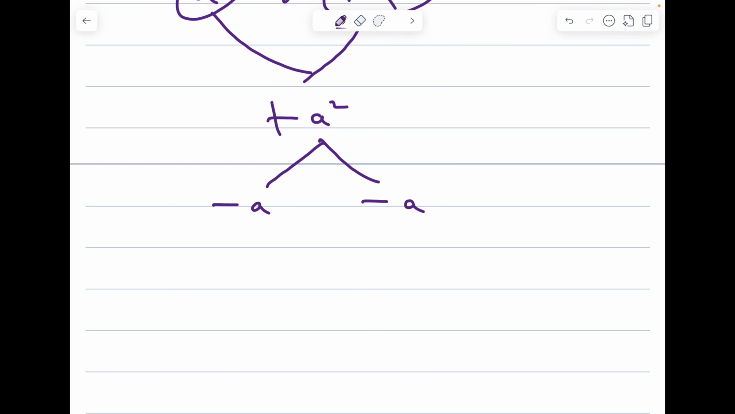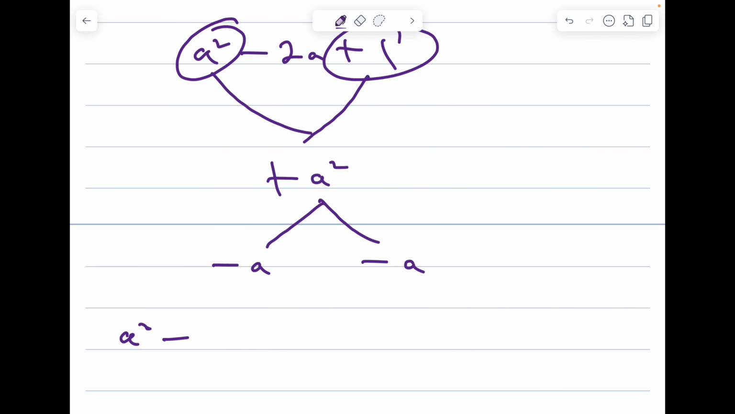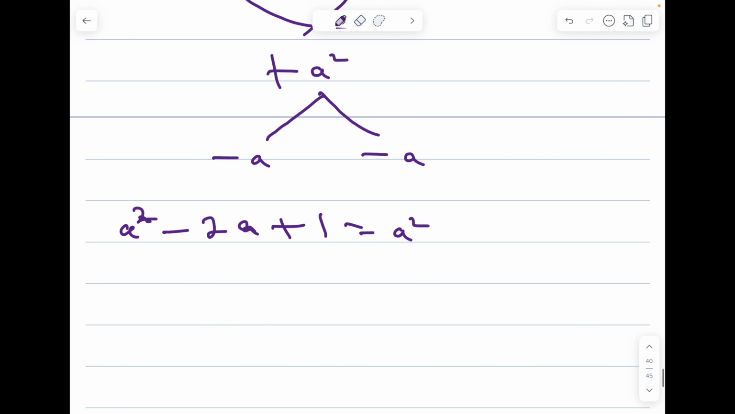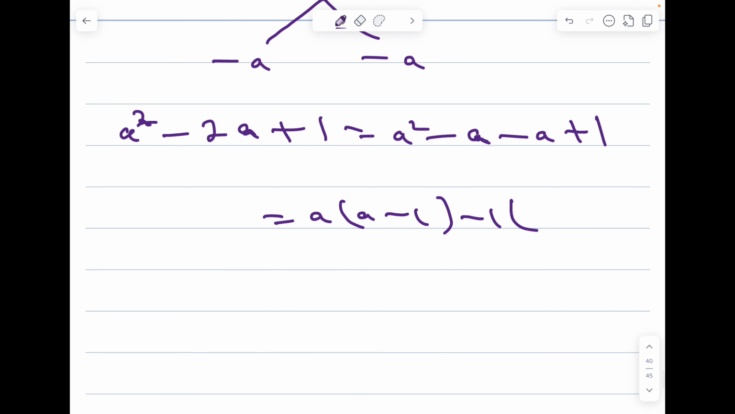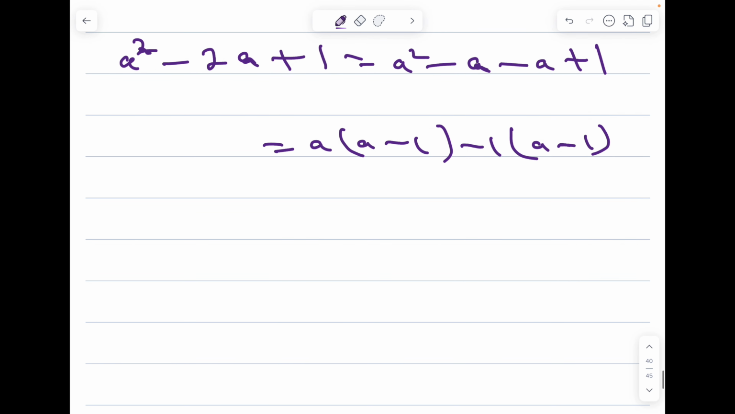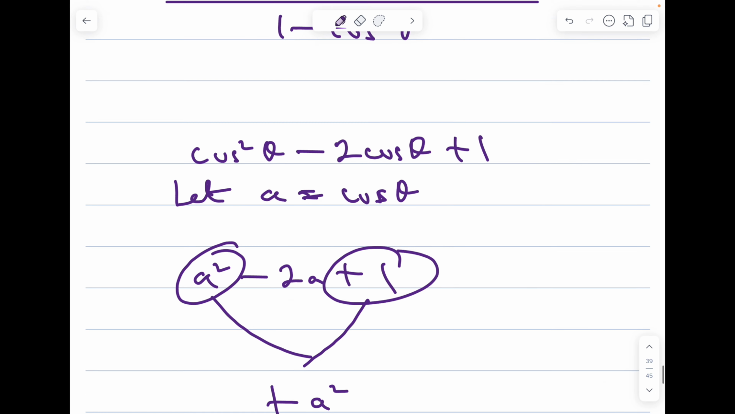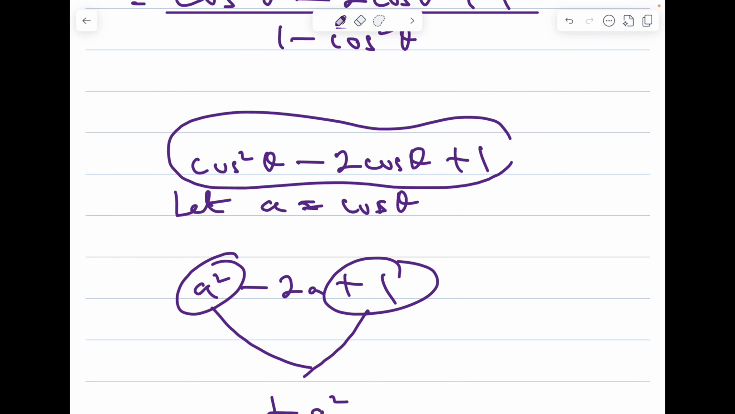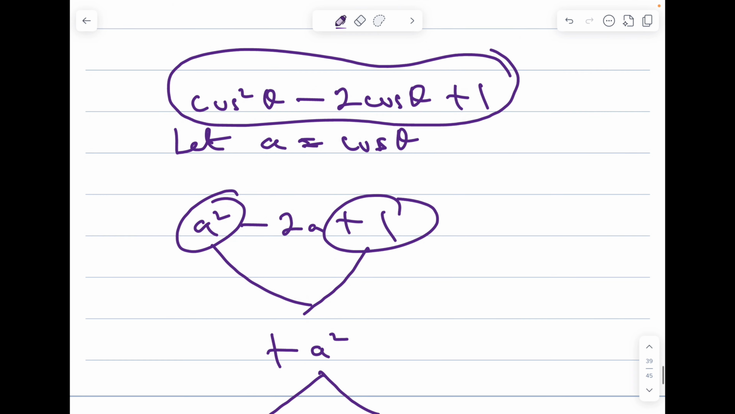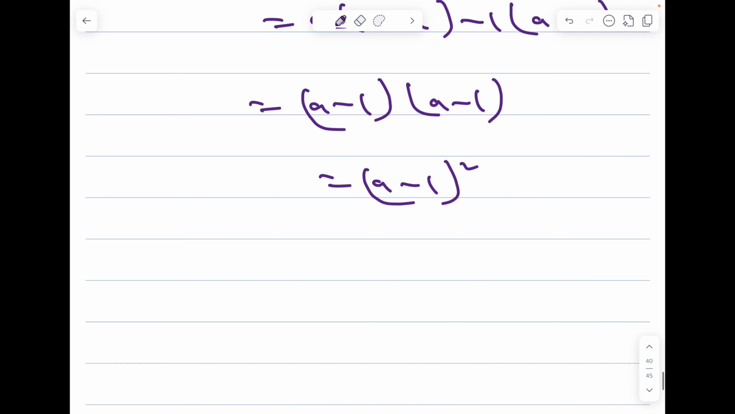You write the expression again. That simply means a squared minus 2a plus 1 is equal to a squared minus a plus 1, and that's equal to a into bracket a minus 1 minus 1 into bracket a minus 1, which simply means a minus 1 times a minus 1, and that's the same as the square of a minus 1. So that therefore means that cos squared theta minus 2 cos theta plus 1 will be equal to a minus 1 times a minus 1, where a is cos theta.